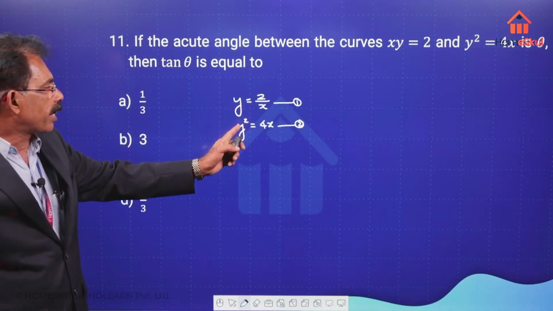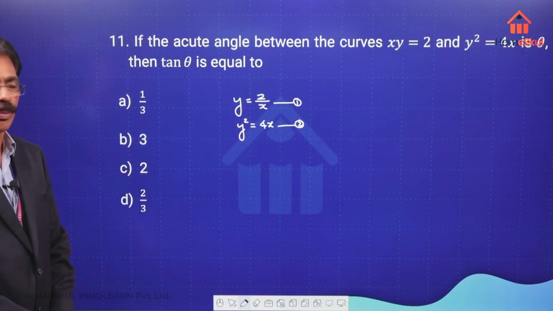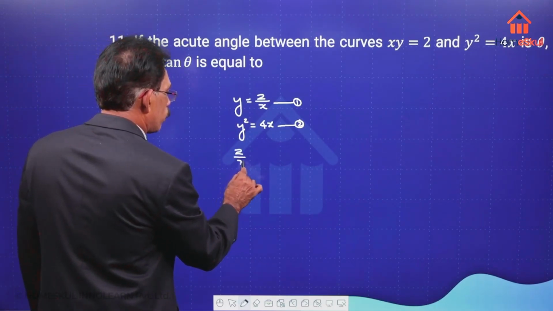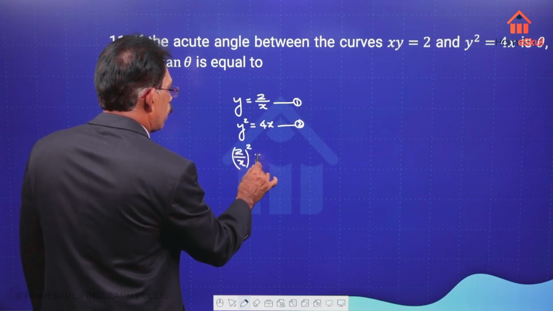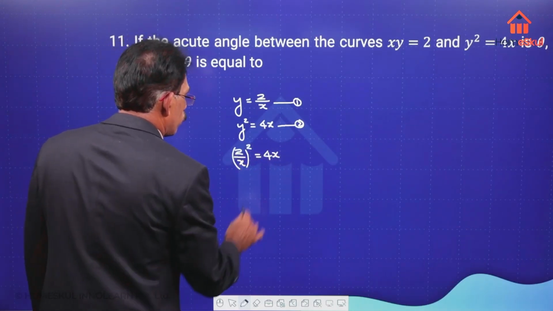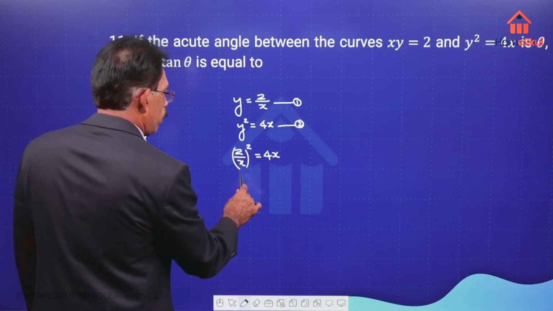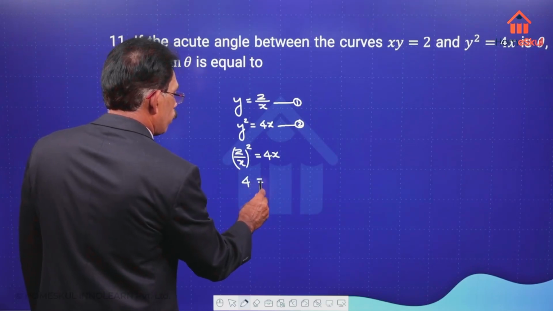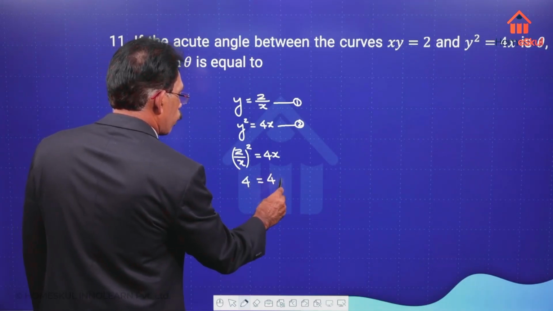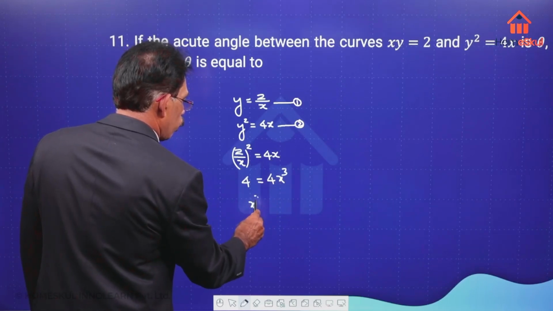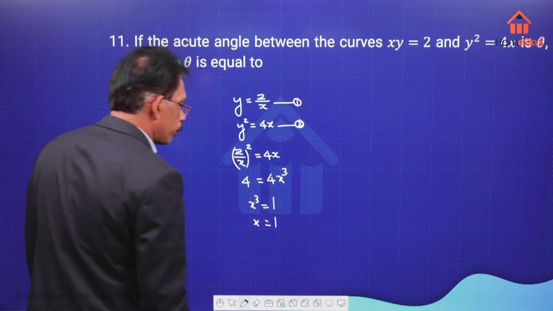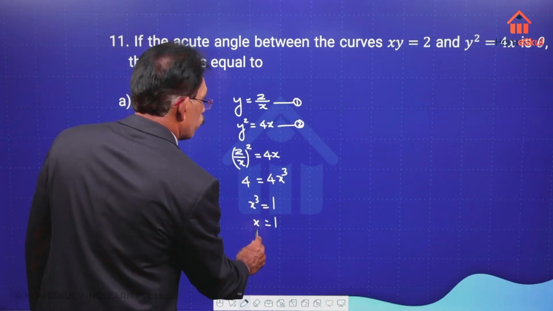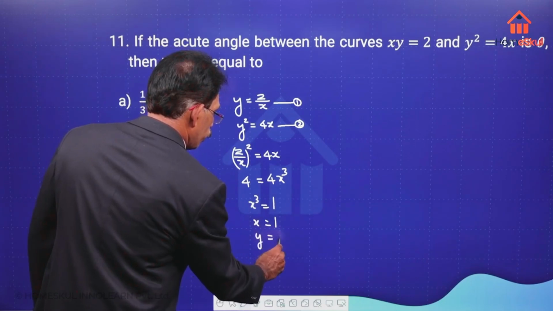Then y is equal to 2 by x and y square is equal to 4x. Solving these equations, 2 by x whole square is equal to 4x. Then 4 divided by x square is equal to 4x, so 4 is equal to 4x cube. Then x cube is equal to 1, so x is equal to 1. And y is equal to what? y is equal to 2.